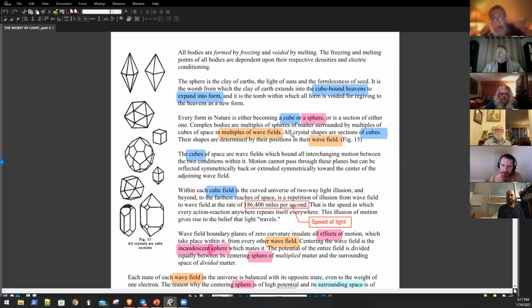So all crystal shapes are sections of cubes. Their shapes are determined by their positions in the wave field. So there's a field that's incorporating not just one wave, but the whole field that we talked about earlier within the diagrams of the sphere expanding into the cubes. Those are fields. All these fields are interconnected. The cubes of space, again, blue, female, of space are wave fields which bound all interchanging motion between the two conditions within it.